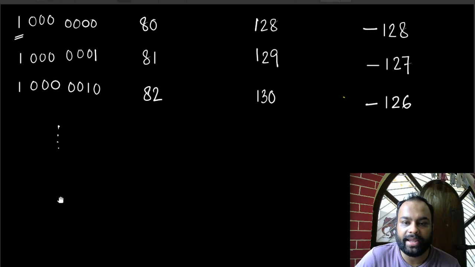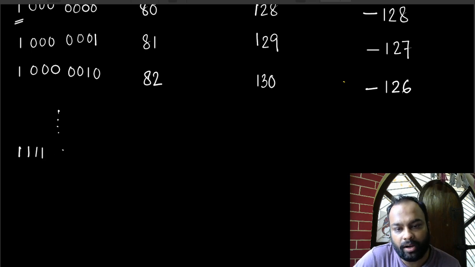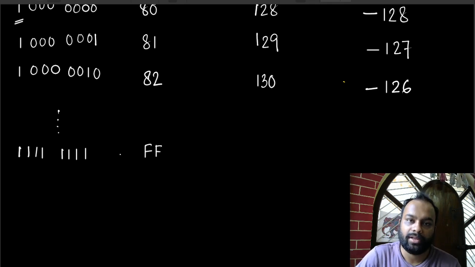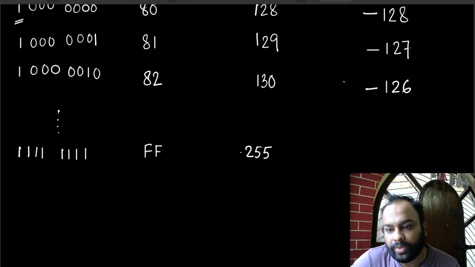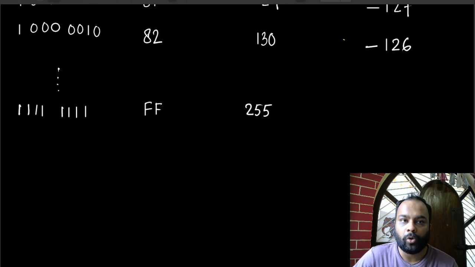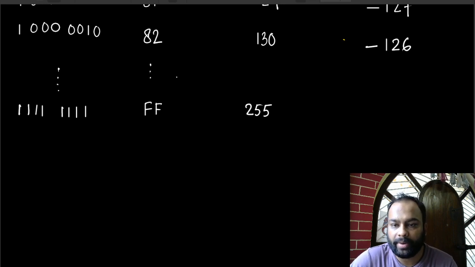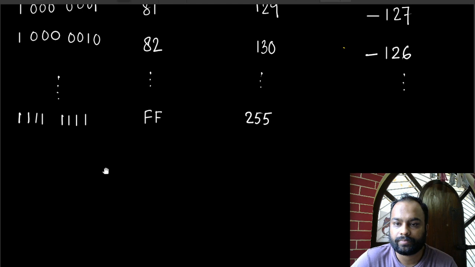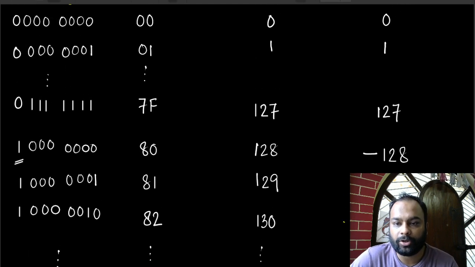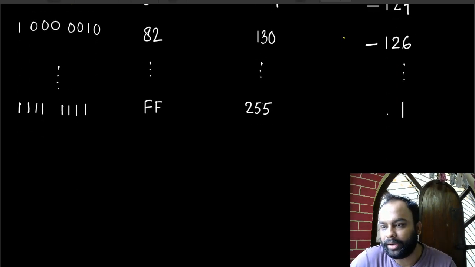So the largest number would be 11111111, right? And that's going to be FF in hexadecimal. And if we are talking about unsigned integers, that's going to be 255, right? Now, of course, whose 2's complement is this? What is the number that has a 2's complement of 1111 1111? All of them are 1. The answer is 1. So this number is minus 1.